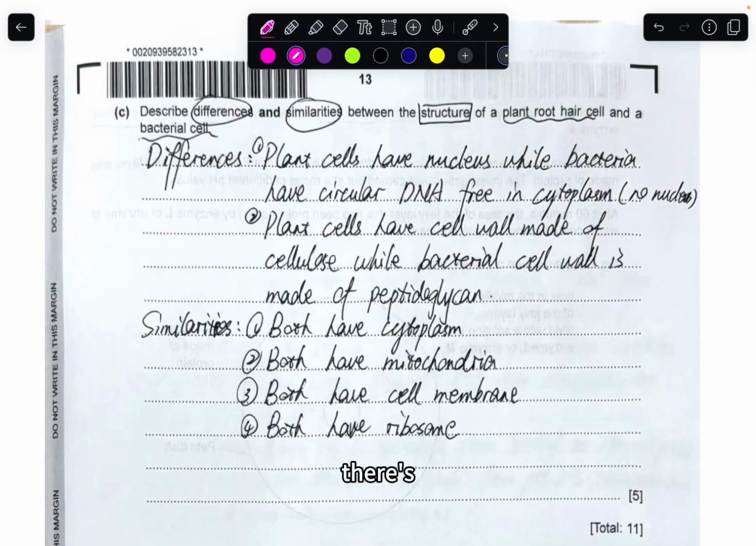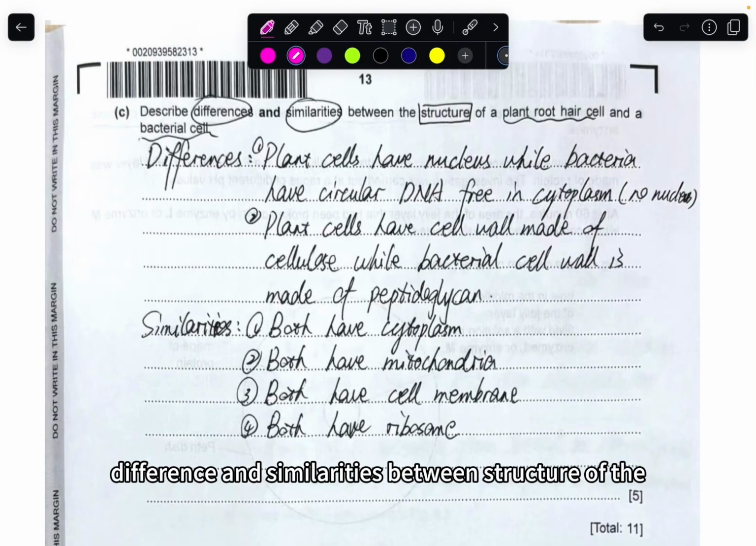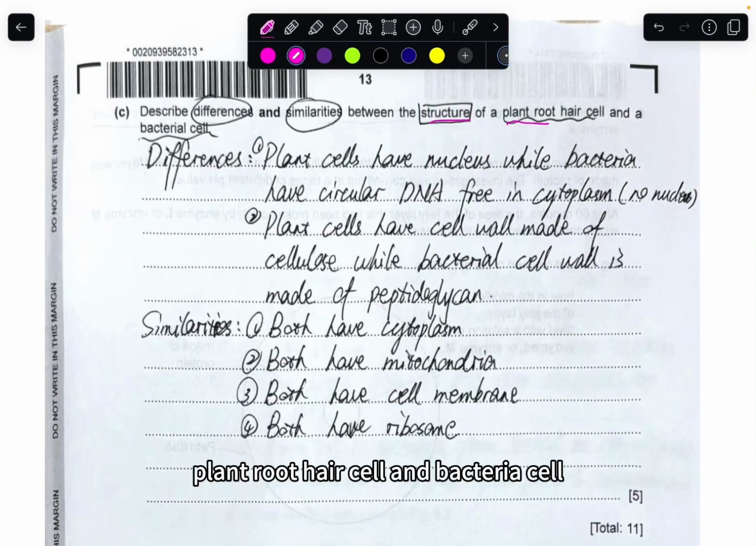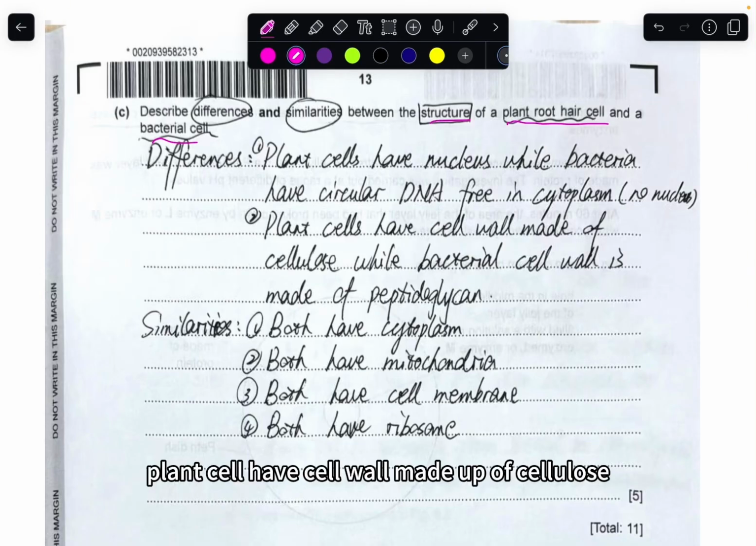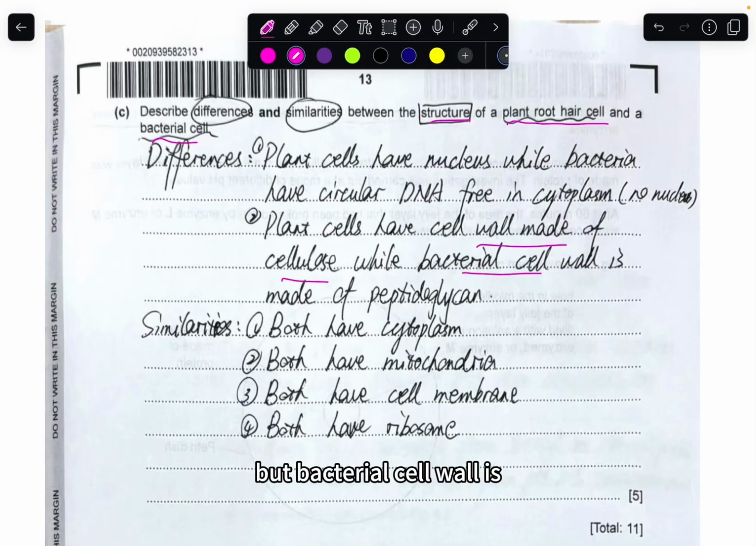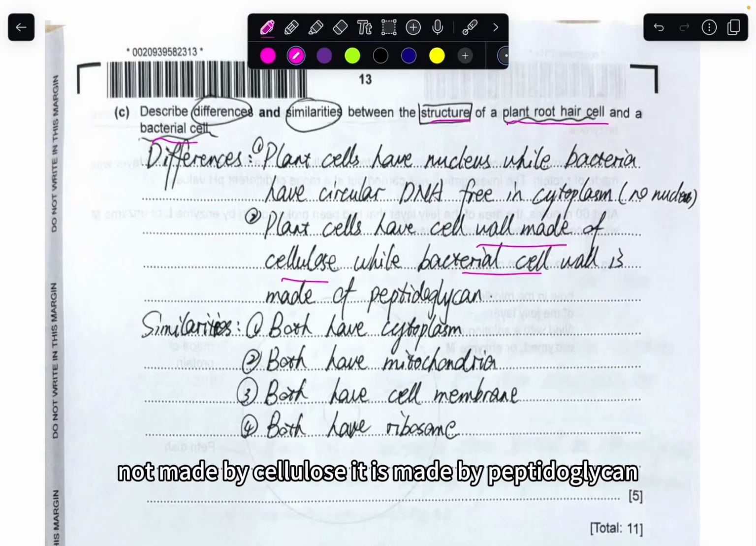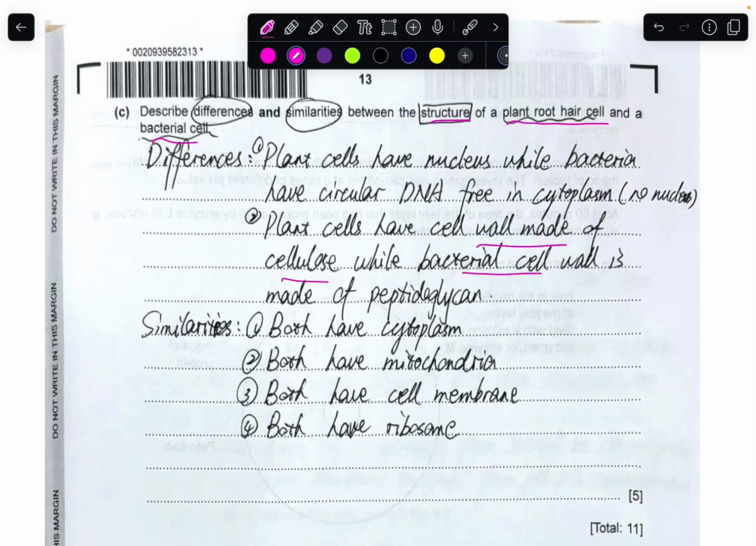Next question, there are differences and similarities between the structure of the plant root hair cell and the bacterial cell. So the difference: plant cells have a nucleus while bacteria don't have any nucleus, but they have circular DNA. We can call it the plasmid. Plant cells have a cell wall made up of cellulose, but the bacterial cell wall is not made of cellulose. It is made of peptidoglycan.